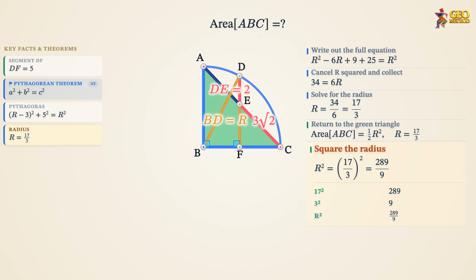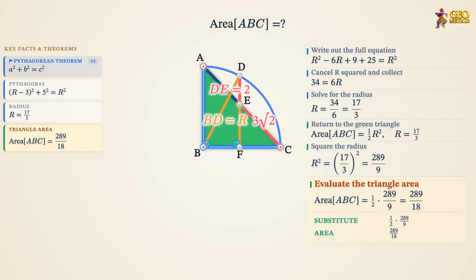Square the radius first. 17 squared is 289, and 3 squared is 9, so R squared is 289 over 9. Multiply the radius squared, 289 ninths, by 1/2. The green triangle area is 289 eighteenths square units.